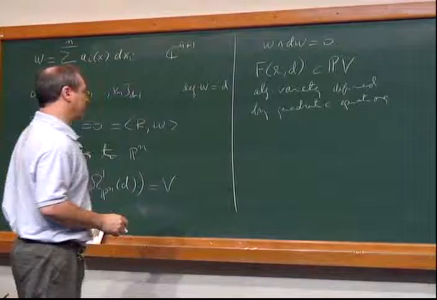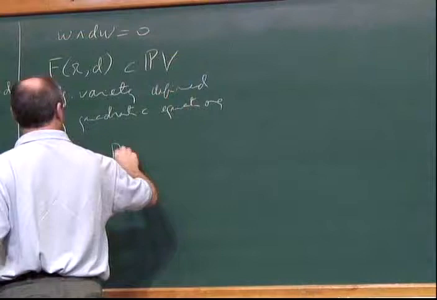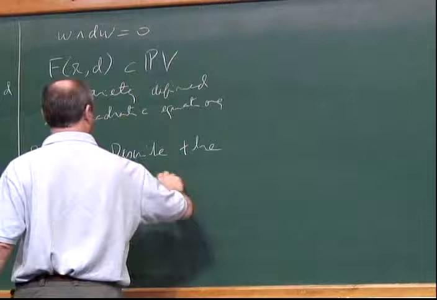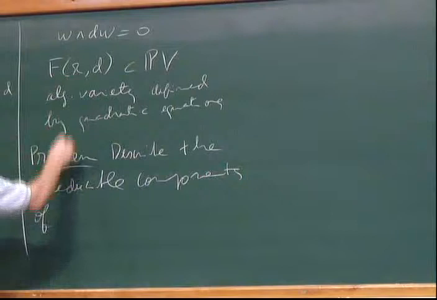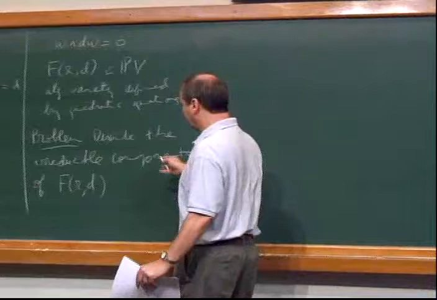And the basic problem is to describe the irreducible components of this moduli space of integrable forms. Basically, we can think about the irreducible components as different types of integrable forms. So from a qualitative point of view, the problem has a motivation of considering different types of differential integrable forms. So that's why I think it's a reasonable problem.